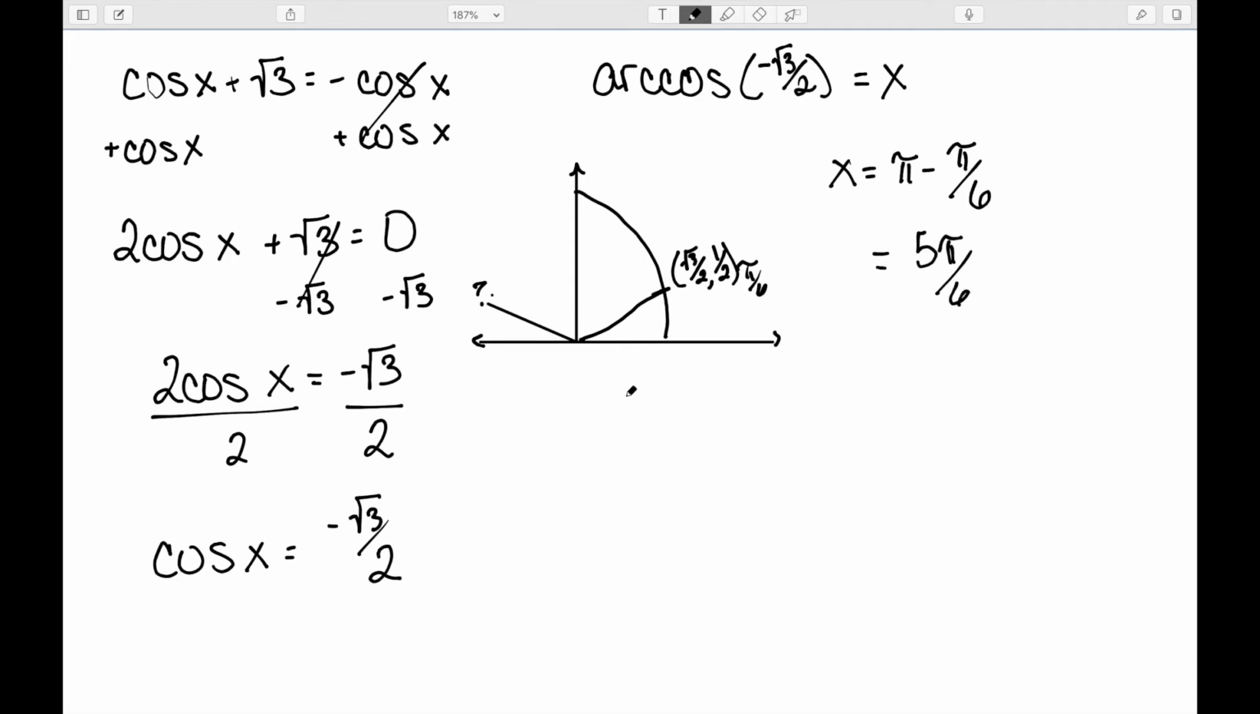If we have access to the full unit circle, we could have found where the first coordinate was negative root 3 over 2 and saw that this was 5 pi over 6 very easily. But if we only know the first quadrant, this is how we can build out the rest of it.